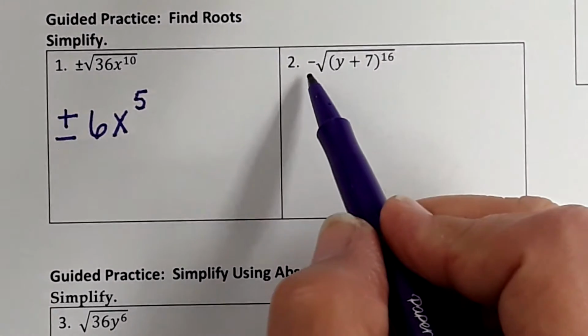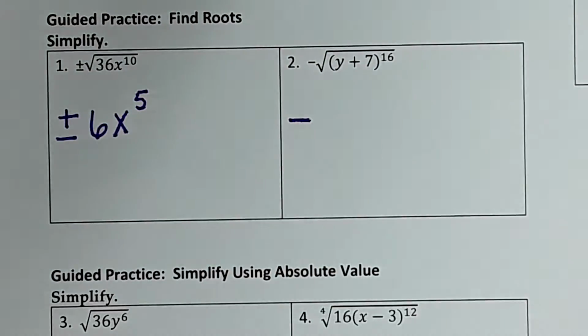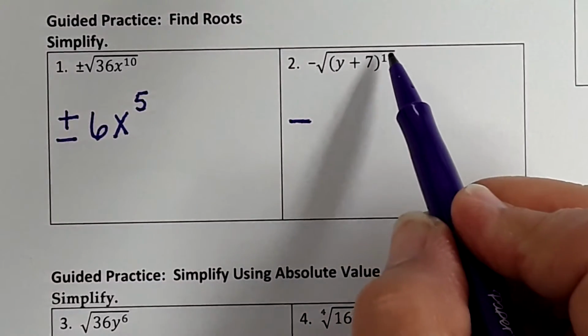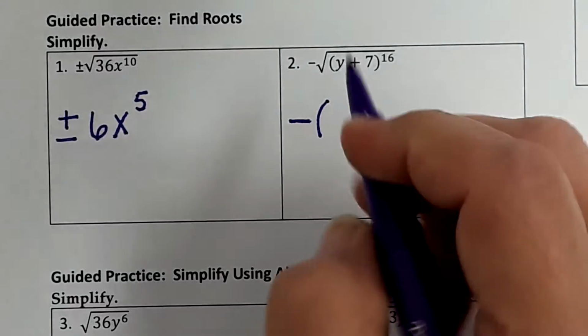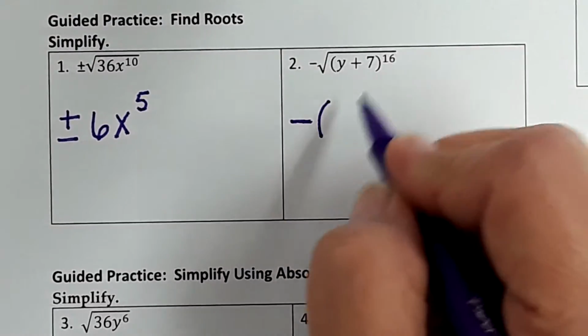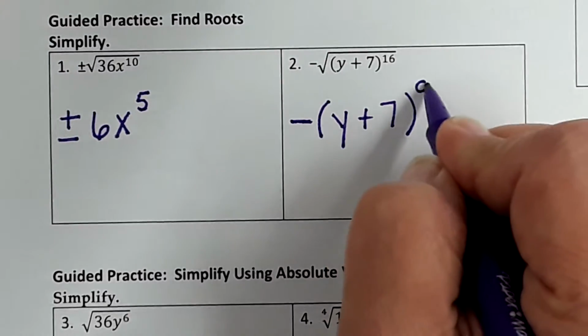On number 2, see how it's negative? So I want a negative. See how there's no number to take the square root. So you guys, in your head, you've got to figure out, am I taking the square root? Which root am I taking? And then what is my exponent? So anytime you see an exponent, you're going to divide. So my exponent is 16. What is 16 divided by 2? 8. Yes. Did I say 6? I meant 16 divided by 2 is 8. And so that's my final answer.